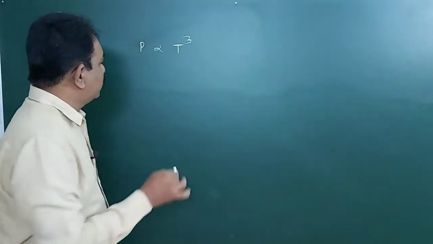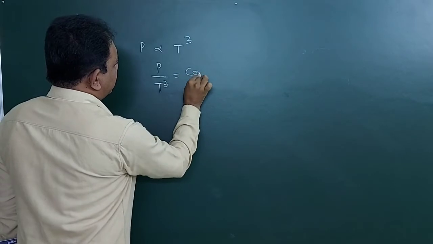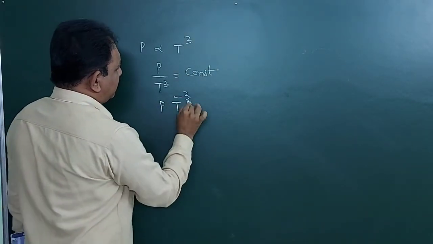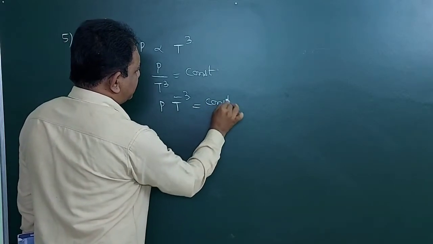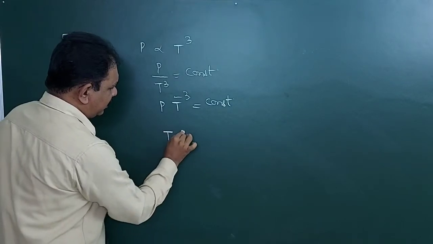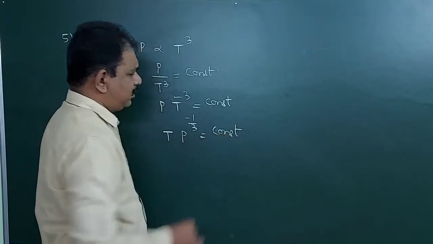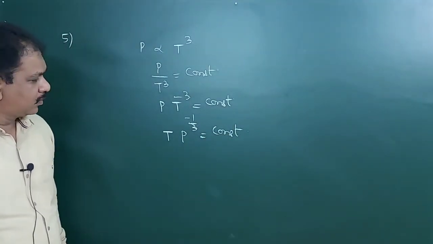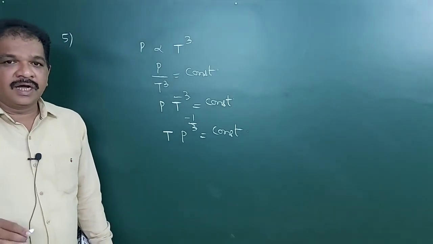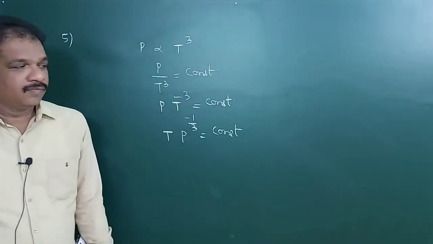Okay. So then P by T cube is equal to constant, P T power minus 3 is equal to constant. I am writing this in this format: T P power minus 1 by 3 is equal to constant. Okay. From this relation they gave, what is the gamma value they are asking? I just rearranged the terms.